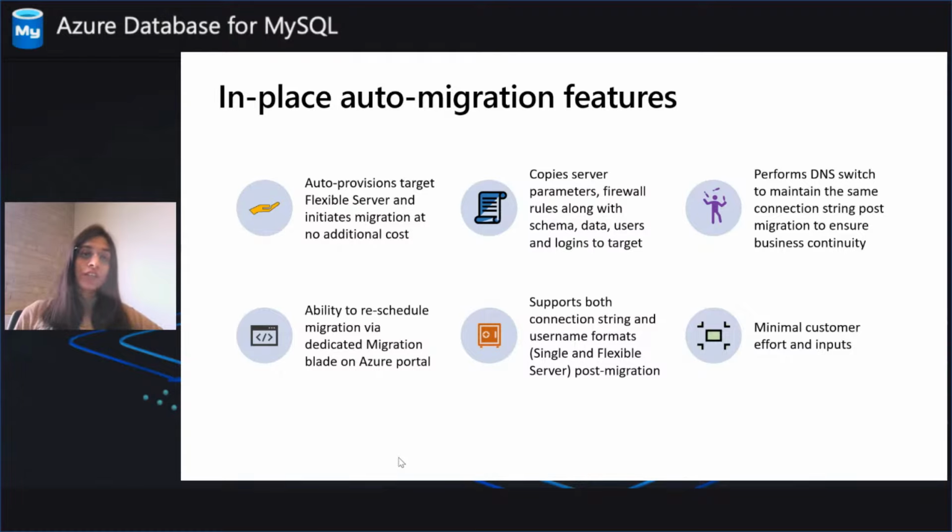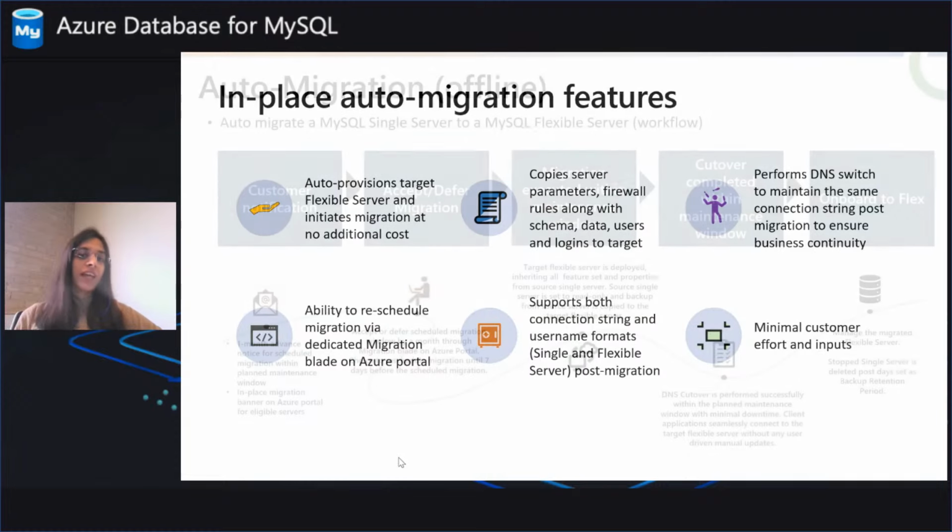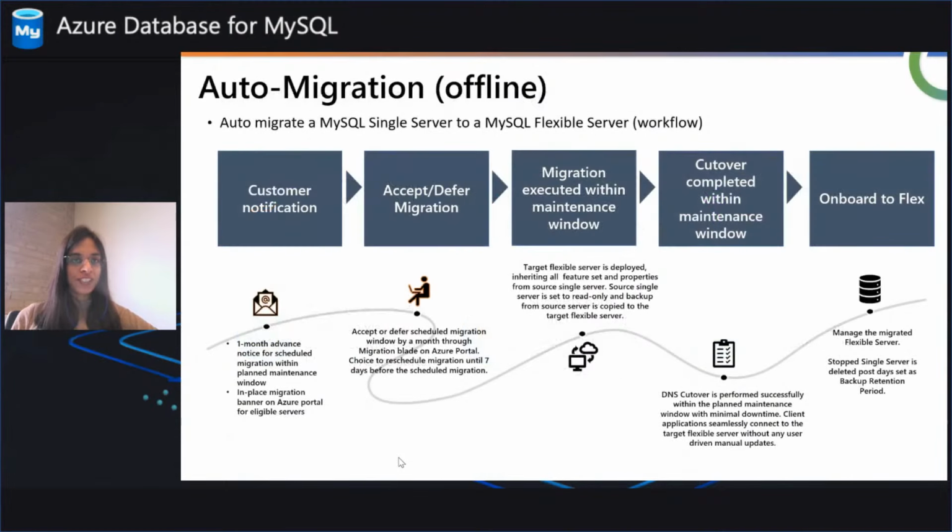In-place auto migration also gives you the ability to reschedule the migration via a dedicated migration blade on the Azure portal. We allow you to defer the migration by a month at any given time. Supporting both connection strings and username formats post-migration helps you minimize any source code refactoring. Additionally, there's minimal customer effort and inputs.